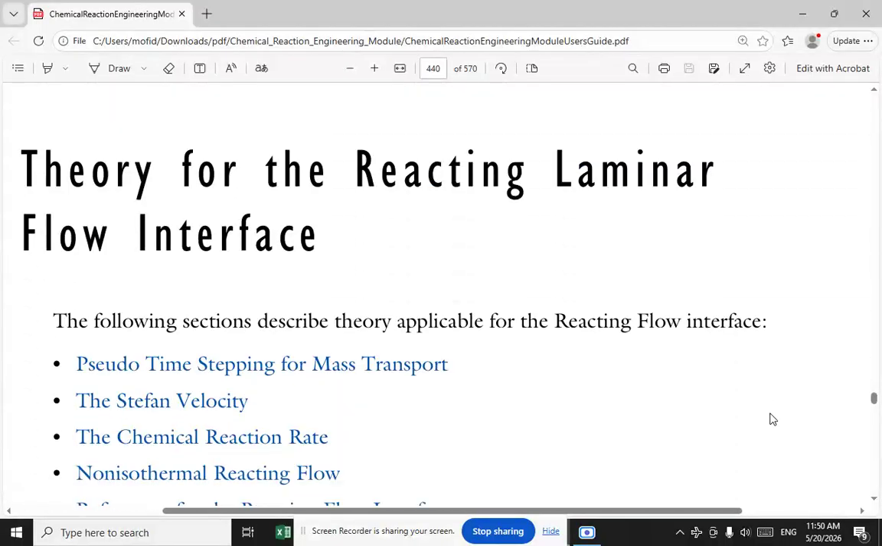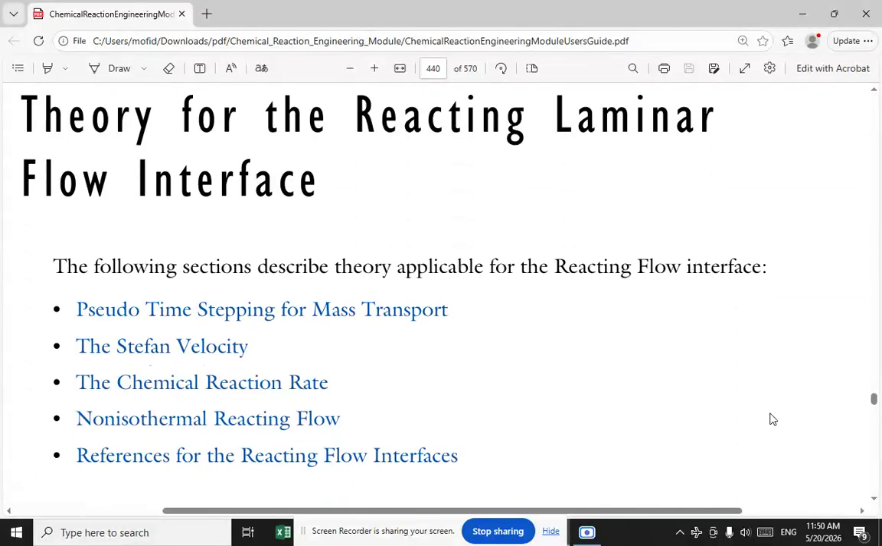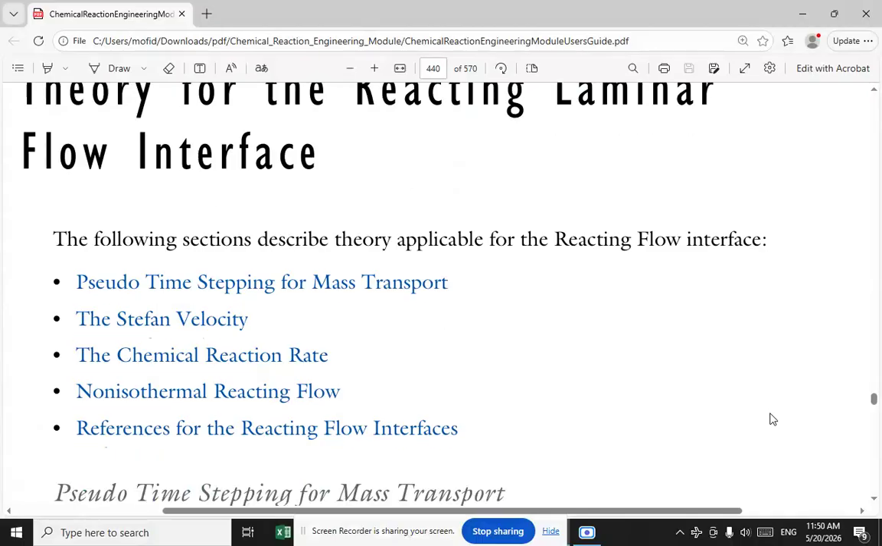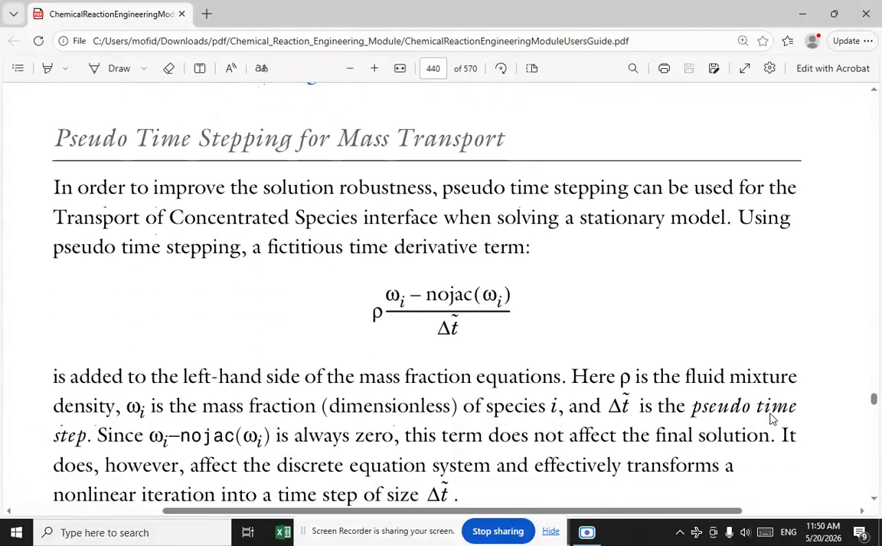Now I want to go through the theory for the reacting laminar flow interface. The following sections describe theory applicable for the reacting flow interface. We want to go through the pseudo-time stepping for mass transport, the Stefan velocity, the chemical reaction rate, non-isothermal reacting flow, and references for the reacting flow interfaces. Now I want to go through the pseudo-time stepping for mass transport.